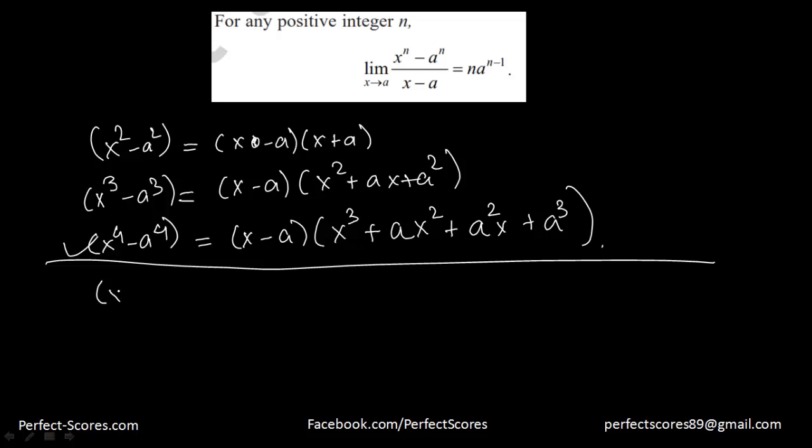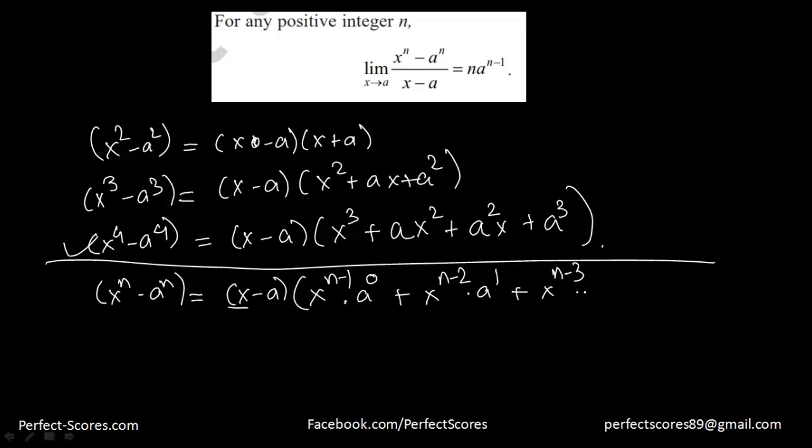Because I can say that x to the power n minus a to the power n is equal to x minus a times x to the power n minus 1 into a to the power 0, plus x to the power n minus 2 into a to the power 1, plus x to the power n minus 3 into a to the power 2, all the way till x to the power 0 into a to the power n. So this is something that I can say here, that this would be the value for x to the power n minus a to the power n.